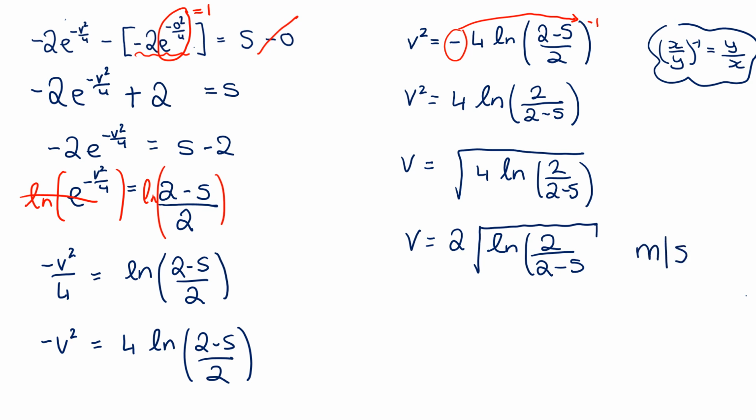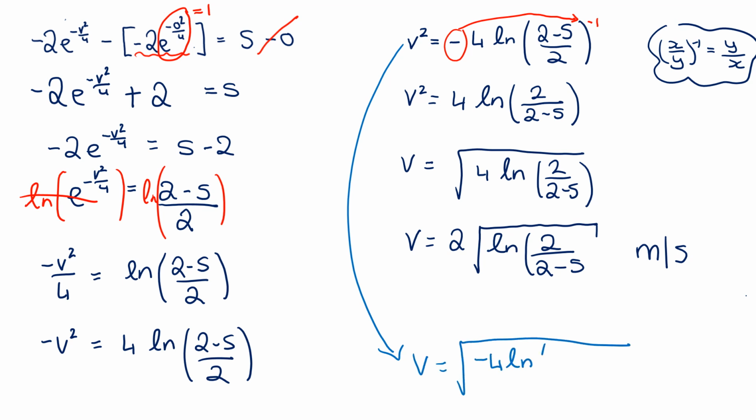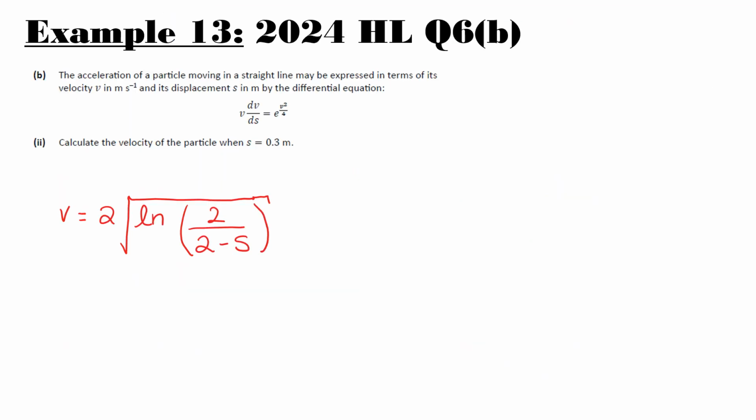It will be absolutely fine if at this point you went straight, so here, if you went v equals square root of negative 4 natural log 2 minus s all over 2, and left it like that, absolutely fine. No problem at all. I just prefer that cleanup. I don't like the look of the negative underneath, but it's absolutely fine to leave it there.